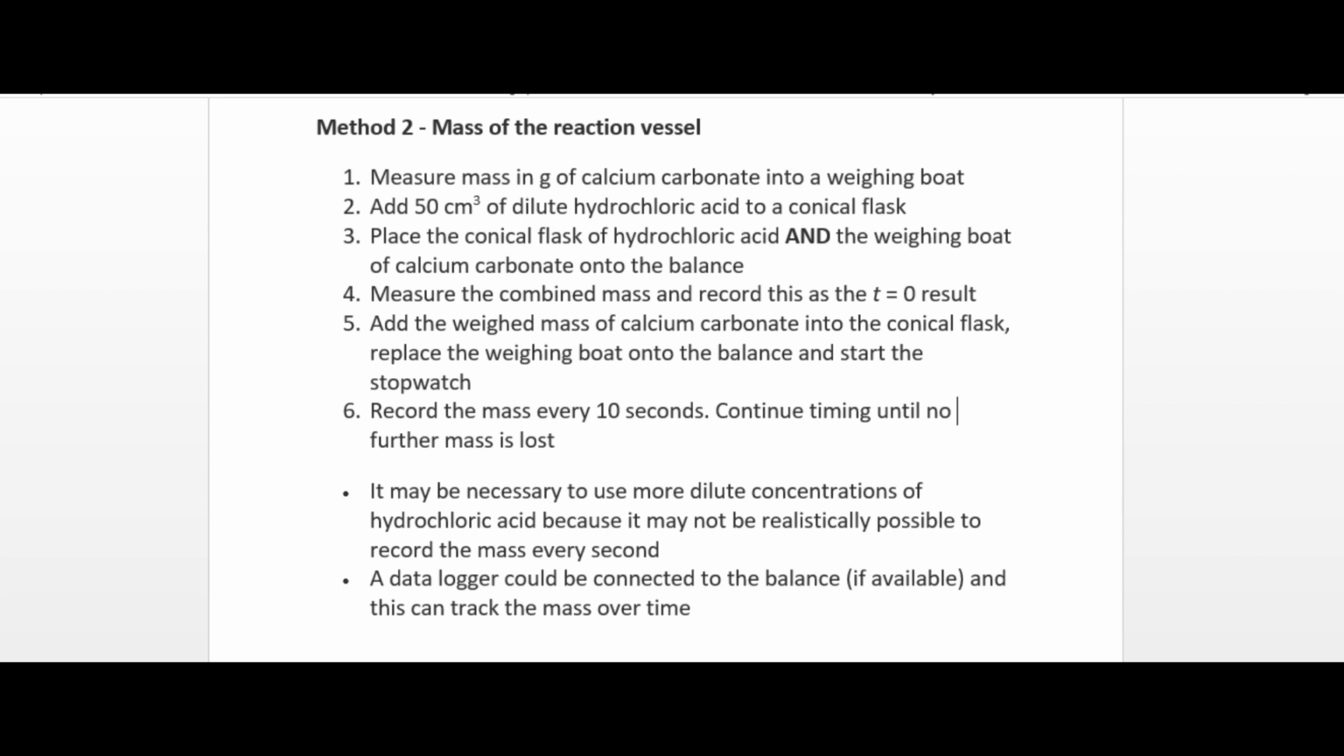As there are two methods to calculate or to measure the rate of reaction for this chemical reaction, let's look at the second method. The second method is how you can use the decrease in the mass of the reactant to measure the rate of reaction.